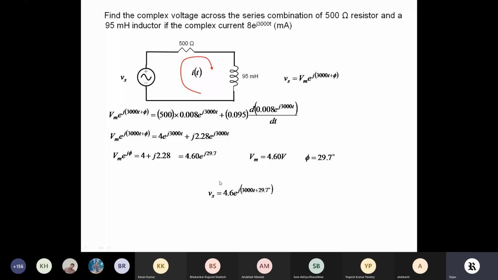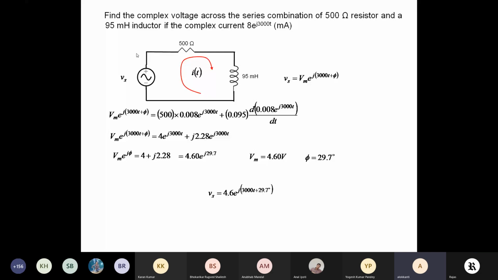Sir, is the Vm in volt or kilovolt? You tell me. It's coming in kilovolt. Anybody else got kilovolt? No, sir. Actually the current is in milliampere. Current is in milliampere, so it would be in kilovolt.